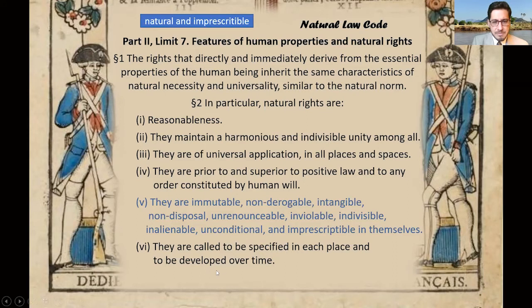And finally, they are called to be specified, and this is the consequence of the things that I said, in each place, and developed over time. Developed, because the right as such is just a potential right with a lot of possibilities, no? And over the centuries, we are seeing that there are many specifications of the cultural rights, for example, and of so many other rights. Yes, Ali.